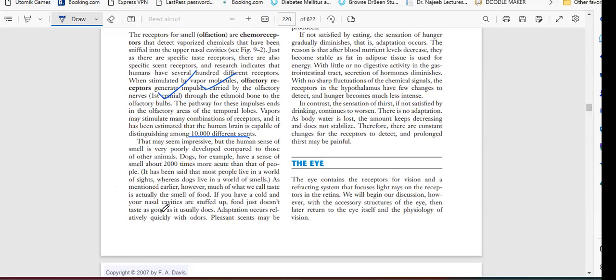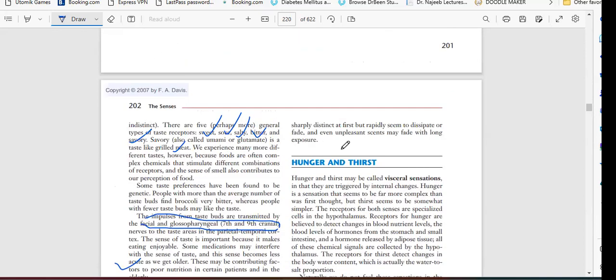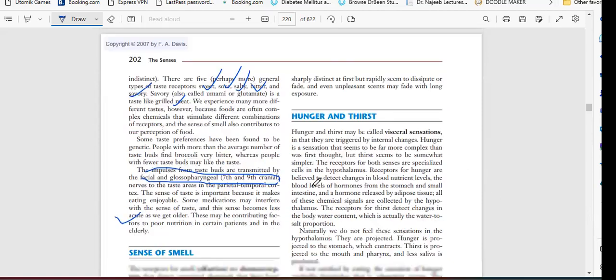As mentioned earlier, much of what we call taste is actually the smell of food. If you have a cold and your nasal cavity is stuffed up, food just does not taste as good as it usually does. Adaptation occurs relatively quickly with odors. Present scents may be sharply distinct at first, but rapidly seem to dissipate or fade. Even unpleasant scents may fade with long exposure.